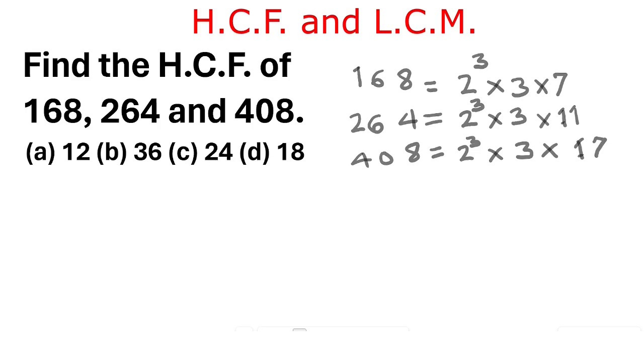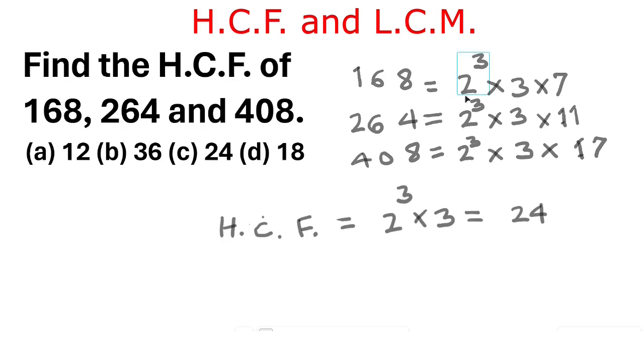Now what are the common factors in all these three? 2 to the power 3 multiplied by 3. These two factors, 2 to the power 3 and 3, are common in all these three numbers. So this is equal to 24.